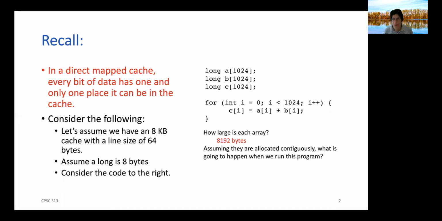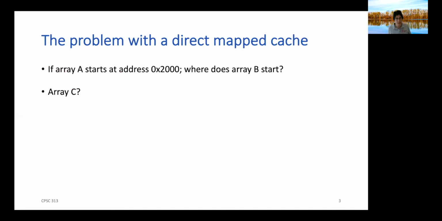Now there's something interesting about this particular program with this particular cache, and that is because of the way direct mapped caches work. If these arrays are allocated contiguously in memory, which is what C will do, we're going to miss on every single memory access. And that is a disaster. So let's see if we can understand why that's the case.